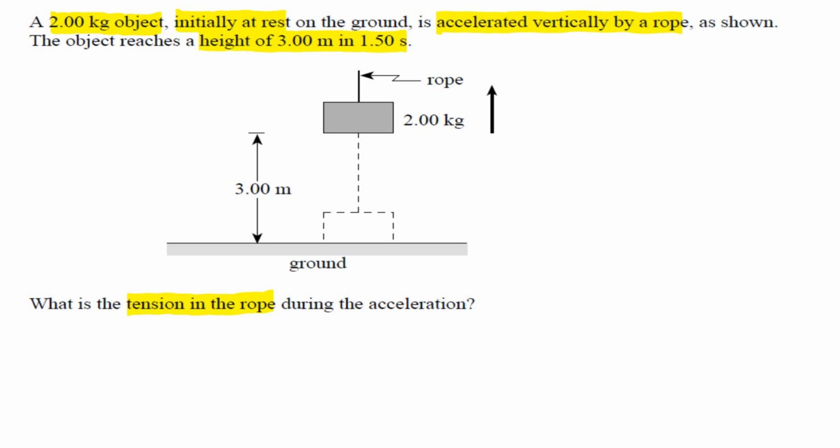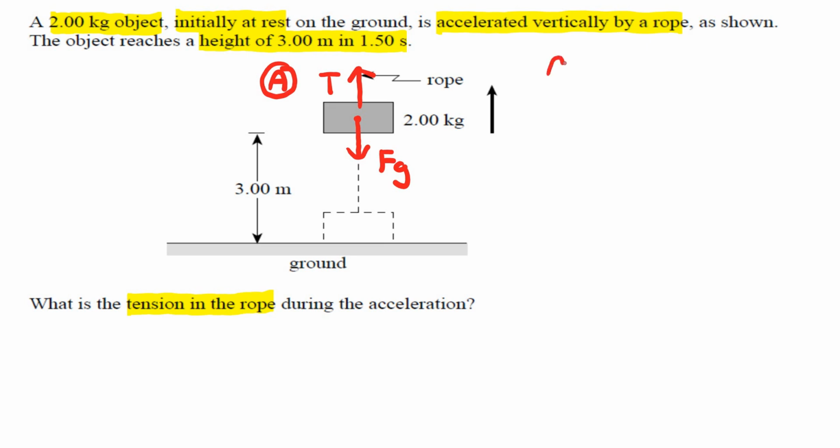Okay, so for this particular problem, there's two parts. Let's label this as part A, indicating the first part. And if I draw the free body diagram on the object here, once it's been raised by 3 meters, here's the force of gravity acting downwards. And then the rope also has a force on the object, so we'll label that T for tension in the rope.